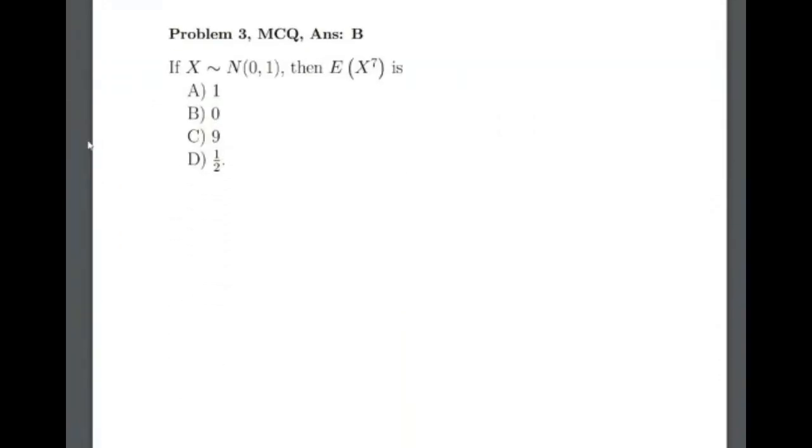The third problem is a very easy problem. It just says that if x follows standard normal, then find the expectation of x to the power 7. So it's a very easy problem actually, as you might already know, the answer is 0 obviously, because x is standard normal. It's a symmetric distribution about the point 0.